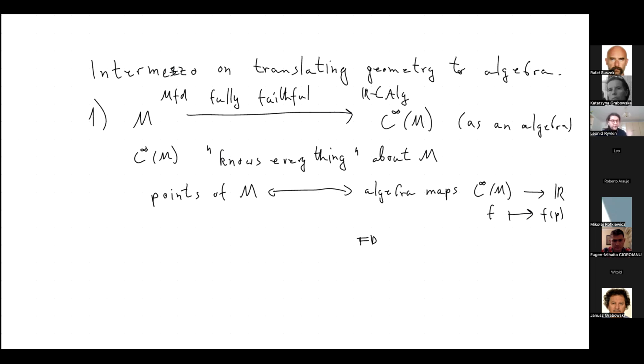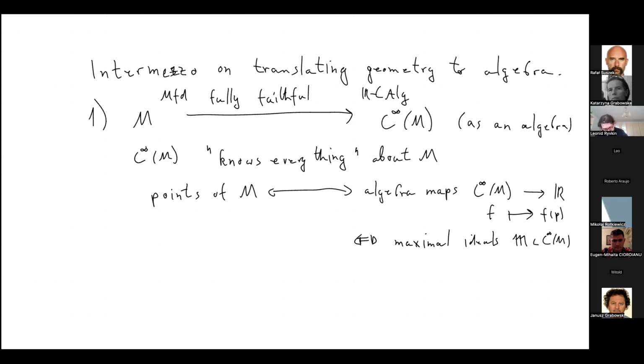Usually, when one does algebraic geometry and translates a space into its algebra of functions, one would like to think of points in the space as being ideals in the algebra. So this can also be seen as maximal ideals M in C infinity M. But it's not all maximal ideals in general, it's just those where the quotient is R.